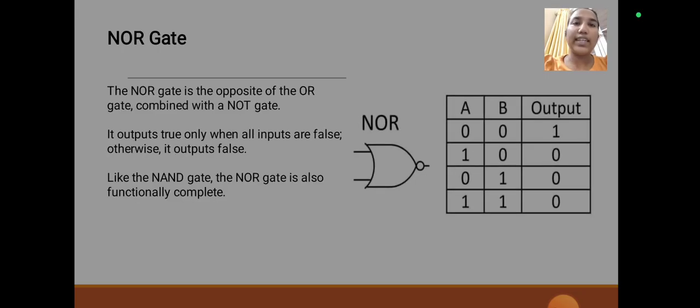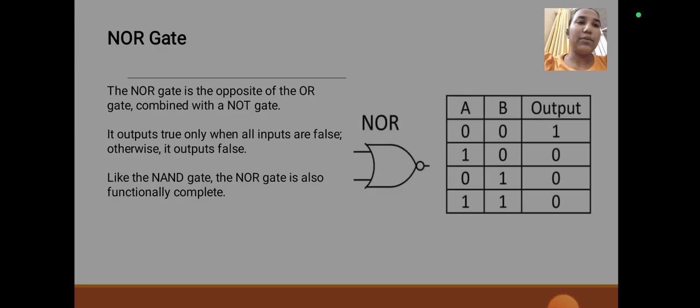NOR gate. The NOR gate is the opposite of the OR gate, combined with a NOT gate. It outputs true when all inputs are false, otherwise its output is false. Like the NAND gate, the NOR gate is also functionally complete.